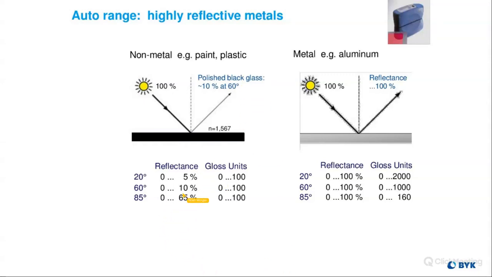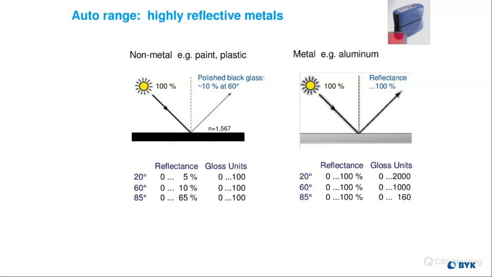Now at 60 degrees, that changes, and we're getting a maximum of 10% back towards the sensor. And then at 85, we're getting a maximum of 65% back towards the sensor. Each of these relates to our gloss scale again. So 0 would be 0, and in the case of 60 degrees, 100 would be that 10% of light that gets reached back towards the sensor.